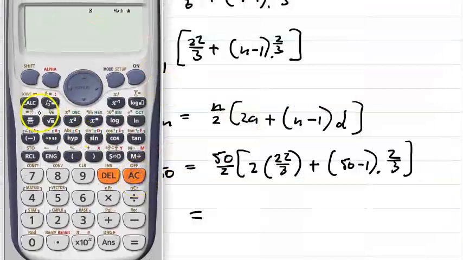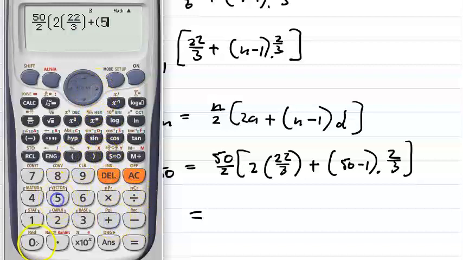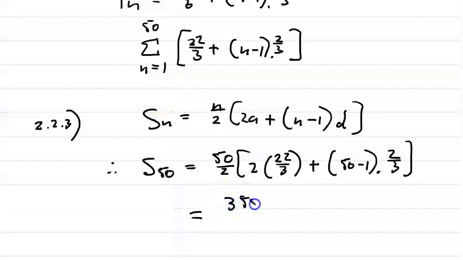Okay, learners, so let's have a look. So here we got 50 over 2, and that's going to be 2 into 22 over 3 plus 50 minus 1. We could have just written 49, right? But anyway, let's put it as it is. Times 2 over 3. Let's close the bracket up there. 3,550 over 3. So therefore the sum of the first 50 terms will be 3,550 over 3.